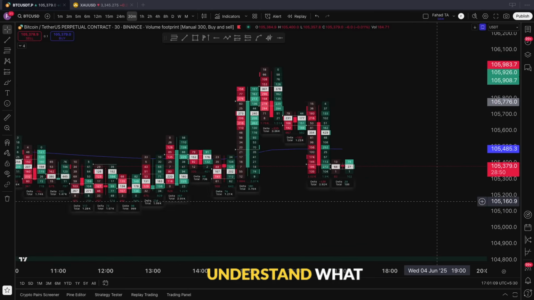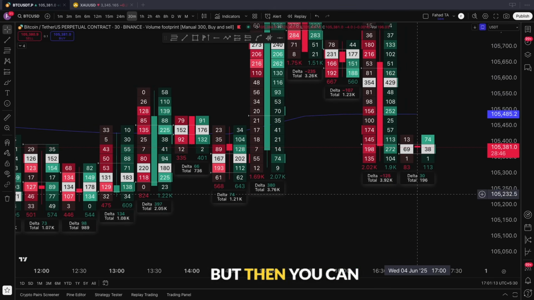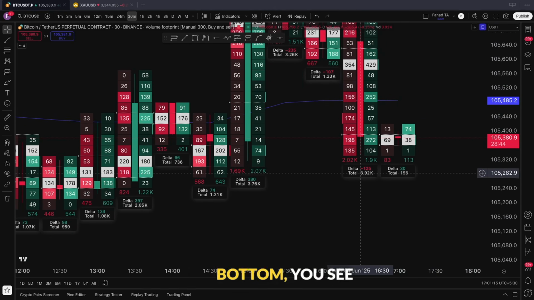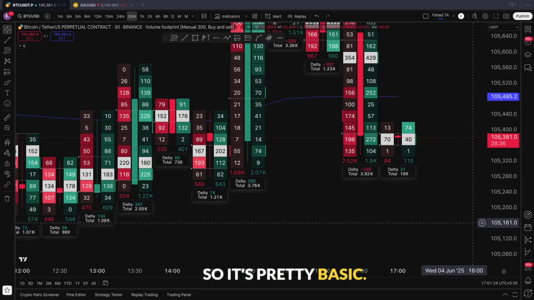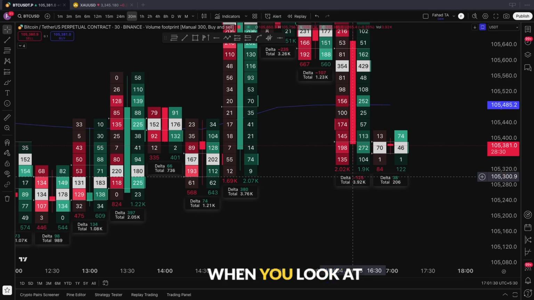Now I was helping you understand what the numbers are on the left hand side and on the right hand side. But you can also see some numbers at the bottom. You see total and then you see delta. What does total and delta mean? It's pretty basic, pretty obvious what they mean, but I'll break it down for you. When you look at total, it says 3.92K. And when you look at the delta, it says minus 125.